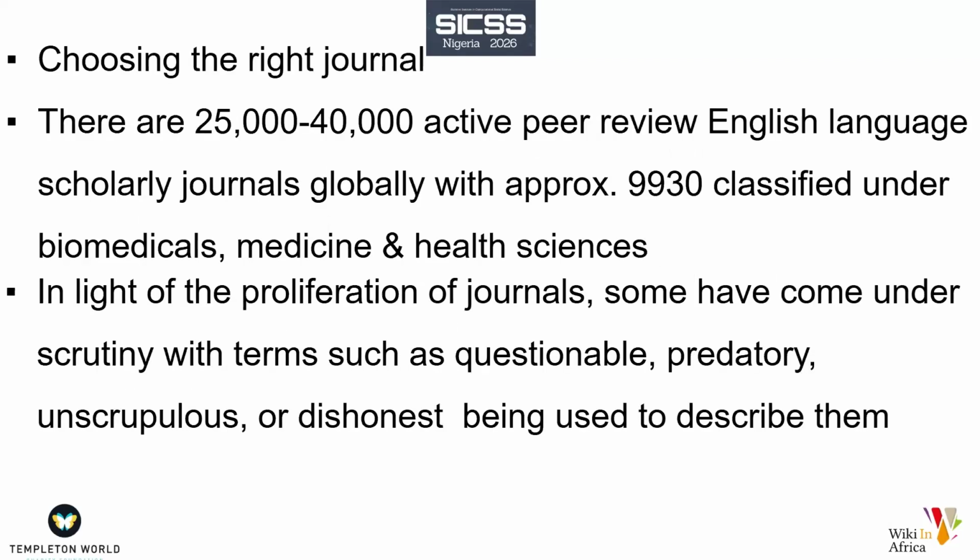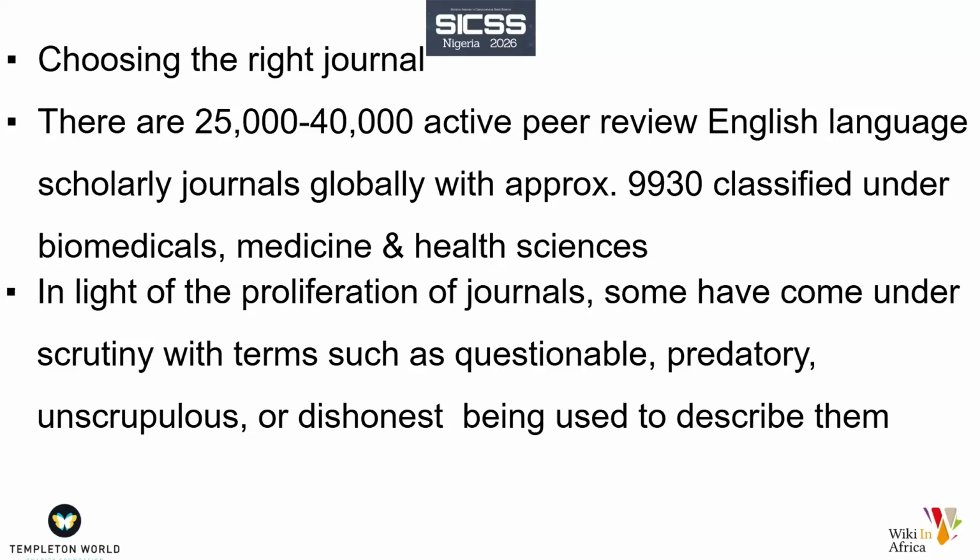Now, choosing the right journal, very important. We have mentioned choosing the right journal. Why is this necessary? Why did I bother to talk to you about choosing the right journal? Because right now, you have between 25,000 and 400,000 active English language scholarly journals worldwide, of course because of the internet. Approximately 9,930 are classified under biomedical, medicine, and health sciences. Very importantly, I had to bring this up.